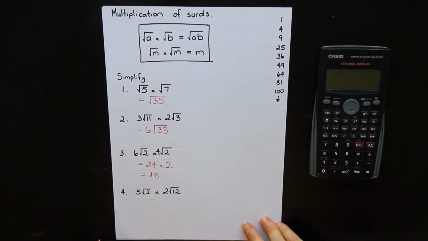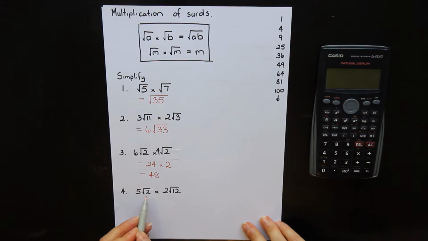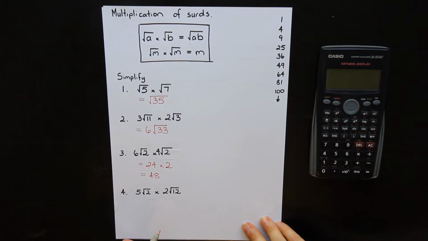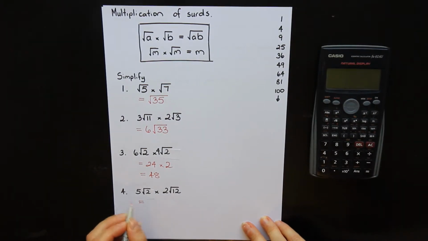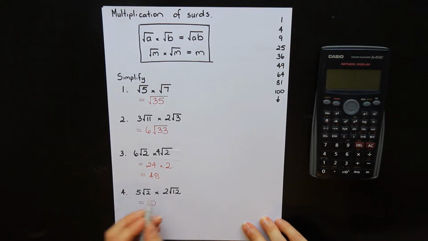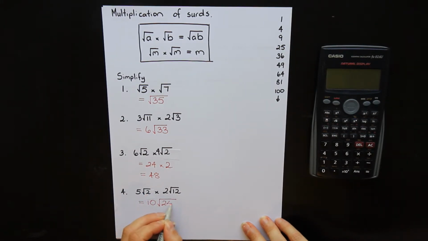Question 4. 5 root 2 times 2 root 12. Okay, let's multiply the numbers at the front. 5 times 2 is 10. Okay, they're different numbers this time, so let's start our surd. 2 times 12 is 24.